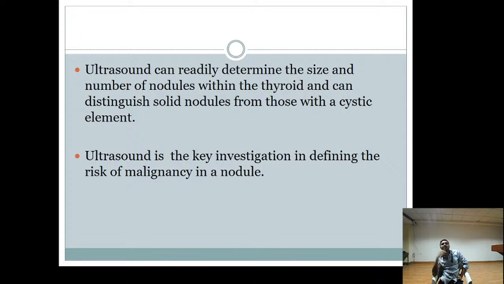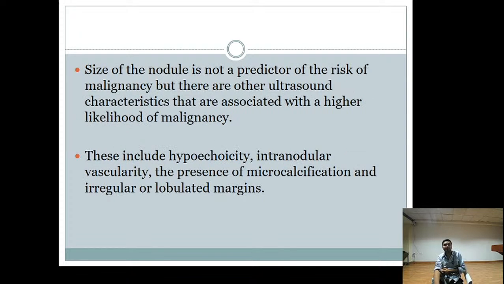Ultrasound can readily determine the size and number of nodules within the thyroid and can distinguish solid nodules from cystic element. Ultrasound is a key investigation in defining risk of malignancy in a nodule. The size of nodule is not the predictor of risk of malignancy. Then what are the features which indicate the risk of malignancy? Those are hypoechogenicity, intranodular vascularity, presence of microcalcification, and irregular and lobular margins.